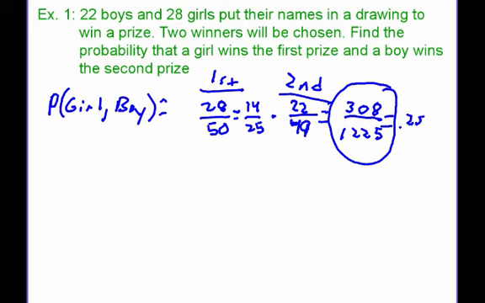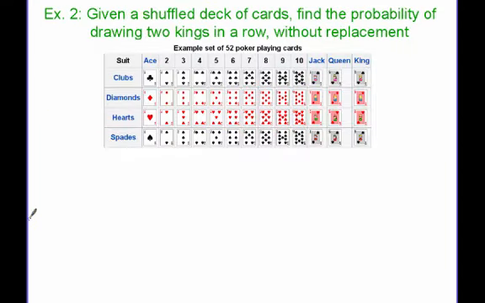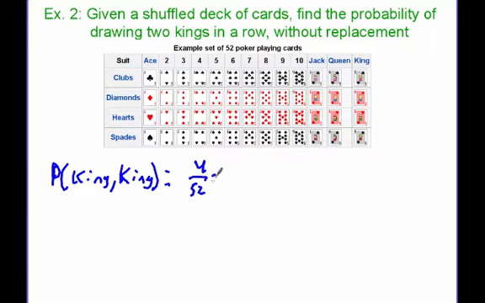All right, let's take a look at example 2. Example 2 says, given a shuffled deck of cards, find the probability of drawing 2 kings in a row without replacement. All right. So, we're trying to find the probability of drawing a king and then another king. So, our probability of getting our first king: we have 1, 2, 3, 4 kings out of 52 total cards. That reduces to, sorry, 1 over 13.